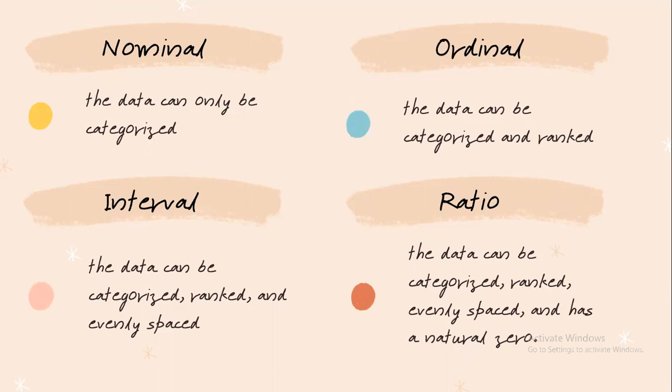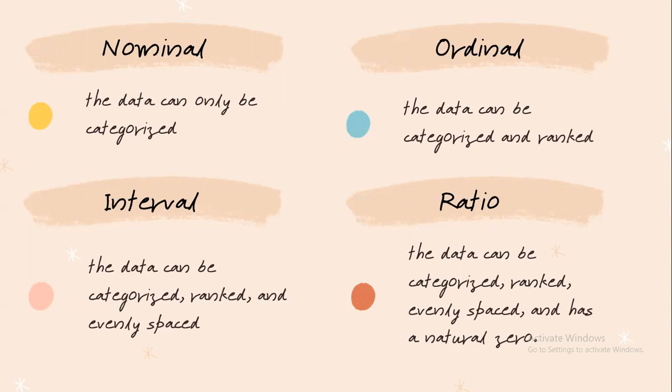Next, we have interval. Interval level. The data can be categorized, ranked, and evenly spaced. The interval level of measurement not only classifies and orders the measurements, but it also specifies that the distances between each interval on the scale are equivalent among the scale from low interval to high interval. A popular example of this level of measurement is temperature in centigrade, where, for example, the distance between 94 degrees Celsius and 96 degrees Celsius is the same as the distance between 100 degrees Celsius and 102 degrees Celsius.